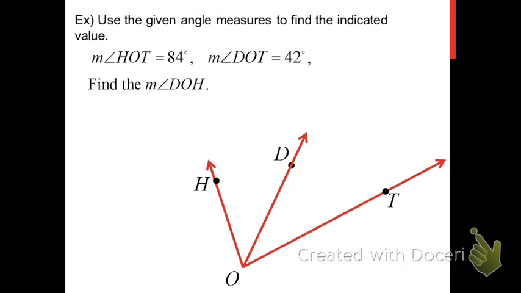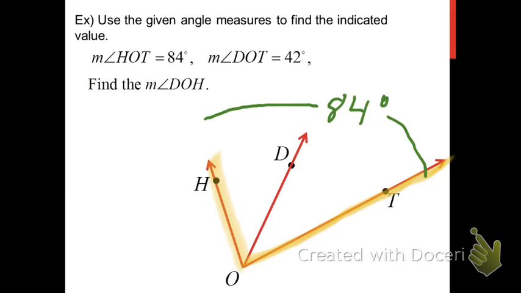Alright, in this example, I'm telling you that the measure of angle HOT, represented as it's the angle that has the sides OH and ray OT right there, has a measure of 84 degrees. So if I were to draw all the way from one side of the angle to the other side of the angle, let me extend that side of the angle a little bit. That's an 84-degree angle.